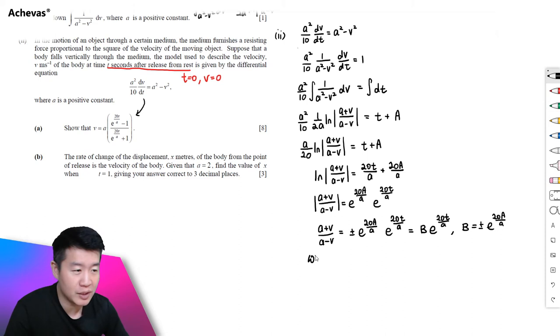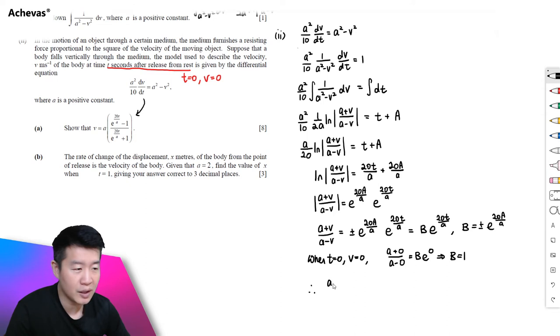So let me do that. When t is equal to 0, according to the question, v is equal to 0. So we have A plus 0 divided by A minus 0, if I replace v by 0, is equal to B e to the power of 0, and e to the power of 0 is 1. This tells me that B is going to be equal to A divided by A, which is 1.